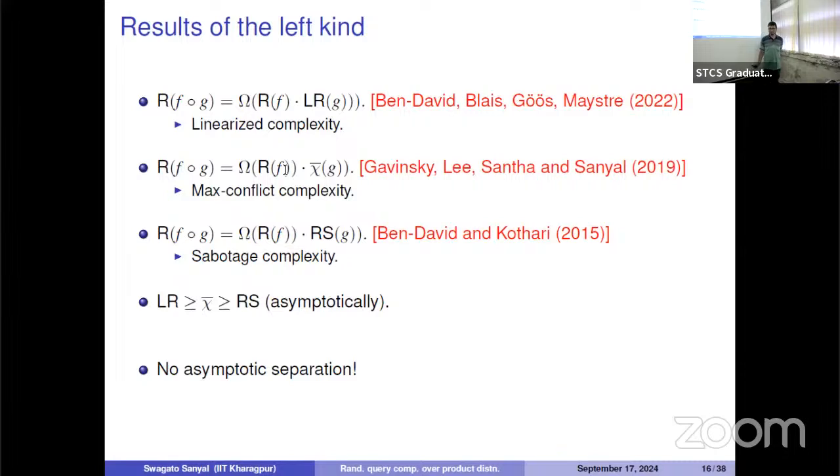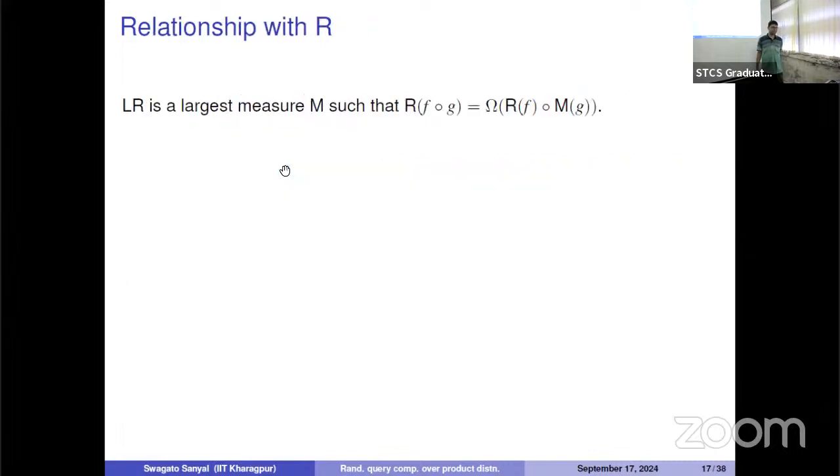But for Boolean functions there is none. So this is what I said earlier: LR is the largest measure for which this is true. Determining whether a perfect composition theorem is true is equivalent to determining whether LR and R are asymptotically the same.